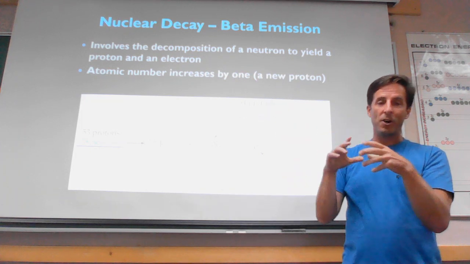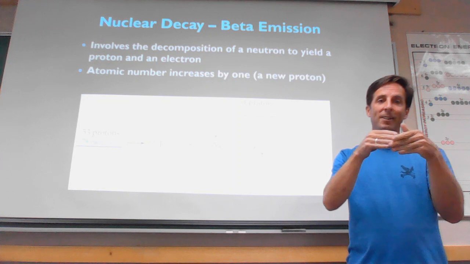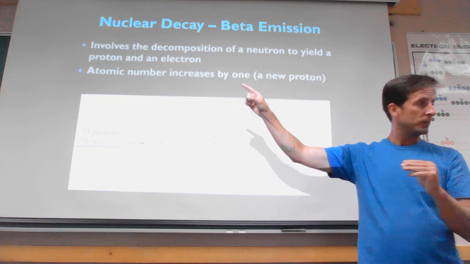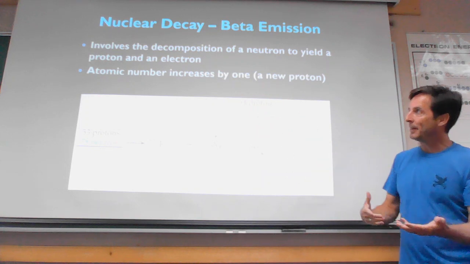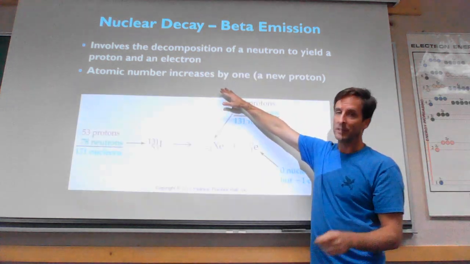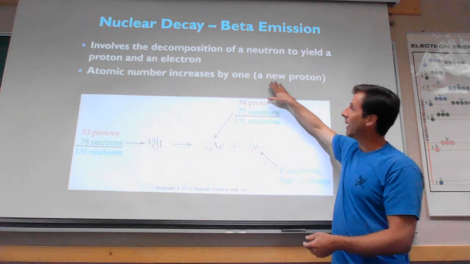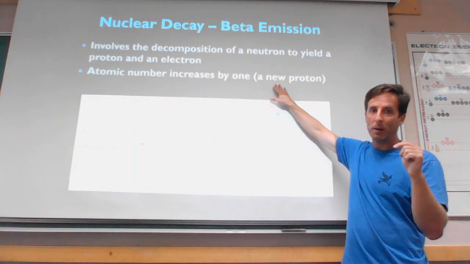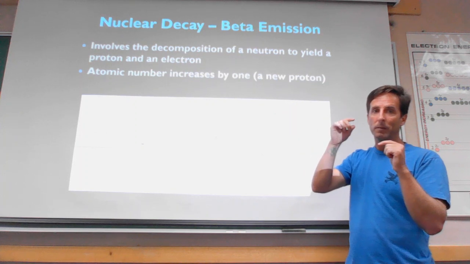So essentially, we're turning a neutron into a proton as an electron flies out. Okay? Now, when this happens, the atomic number, which is the number of protons, is going to go up by 1 because we lost a neutron. Neutron goes down by 1, proton goes up by 1.